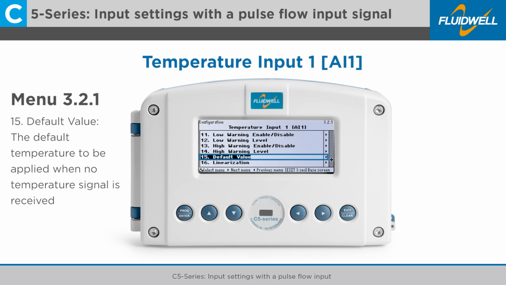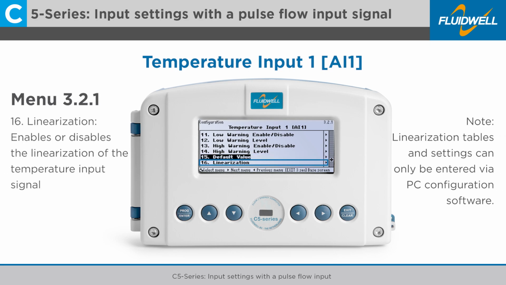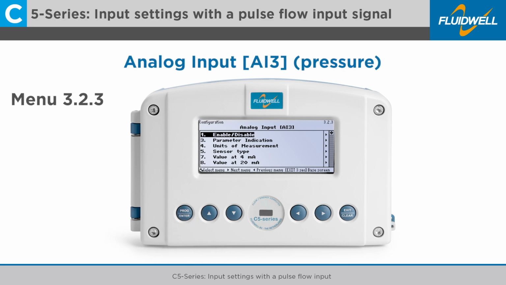15. Default value. Enter the default temperature to be applied when no temperature signal is received, for instance, when the sensor is defective. 16. Linearization. Enables or disables the linearization of the temperature input signal. Analog input 3 is for linear 4 to 20 mA pressure signals.